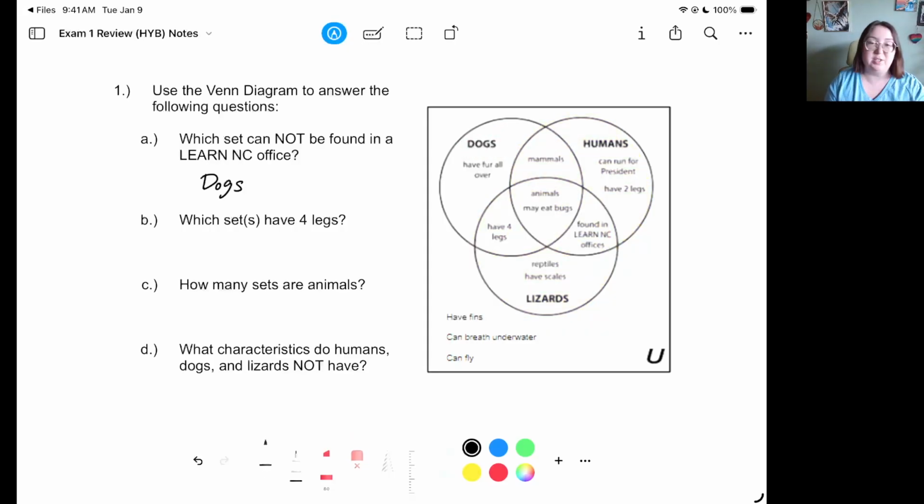All right, then our next one, which sets have 4 legs? So we're looking at this attribute right here, which set has 4 legs. So we definitely see that the set of dogs has 4 legs. That set contains that characteristic. And so does the set of lizards. Lizards also contains that characteristic. And humans does not, we also know that humans don't have 4 legs. So that helps as well. So then we can go ahead and write this down. Which sets have 4 legs? Dogs and lizards.